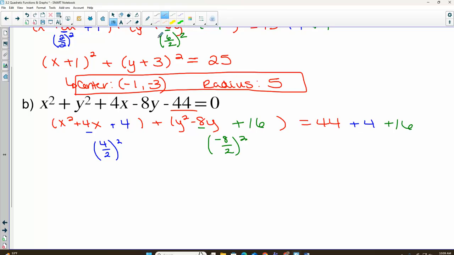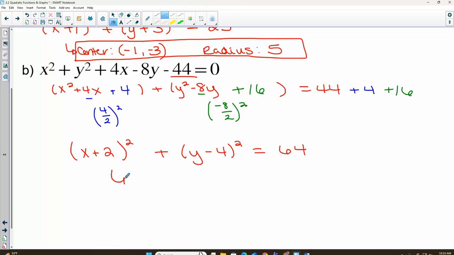This is where we went wrong. What numbers multiply to 4 and add to 4? 2 and 2. So that factors into x plus 2 squared. Because if you wrote that out and FOILed it, you would get the x squared plus 4x plus 4. All right, with this one, what numbers multiply to 16 and add to negative 8? Negative 4 times negative 4 is 16. Negative 4 plus negative 4 is negative 8. Over here, that gives us 64.